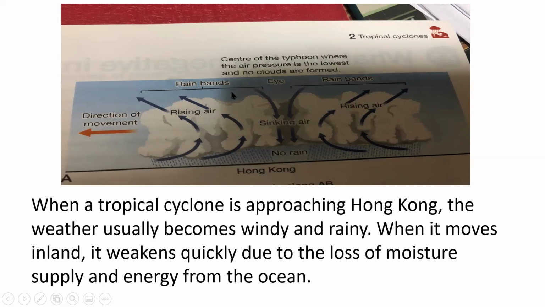Okay, center of the typhoon has very low air pressure, so no clouds are formed. Okay, this is the eye of typhoon, so the air is sinking, no rain. But on the area around the eye, the air is rising, so there is heavy rainfall. Okay.